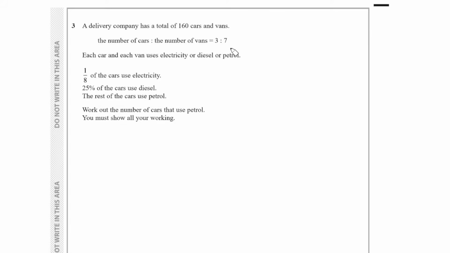I might as well split them up first of all, share out the ratio. So the way that we share out a ratio is we have to add up the parts, which would give me 10. There are 10 parts in that ratio. And then 160 is the total of both. So divide by how many parts there are. That's quite straightforward. It's 16. What that tells me is there's 16 either cars or vans per one part of my ratio.